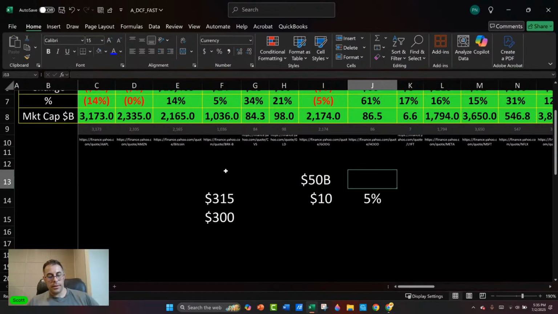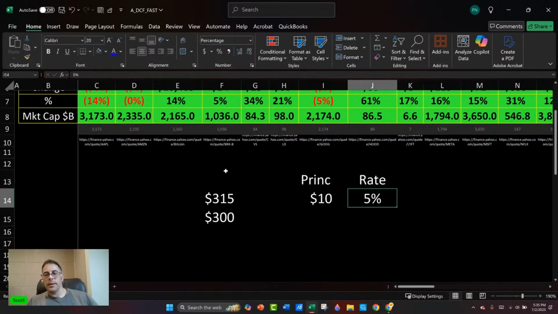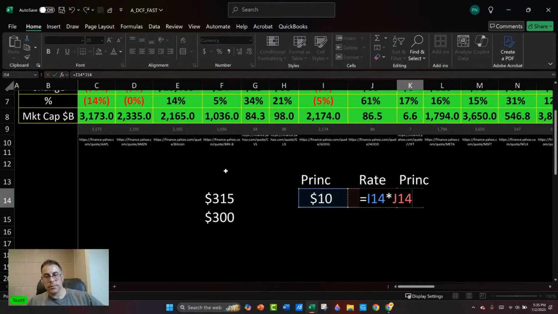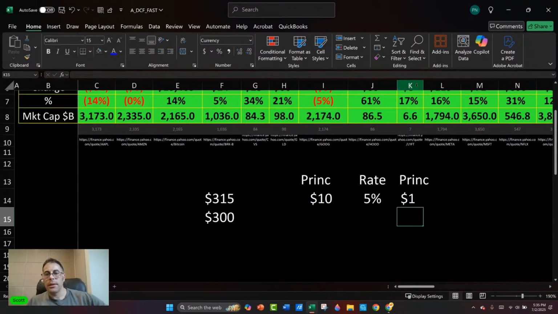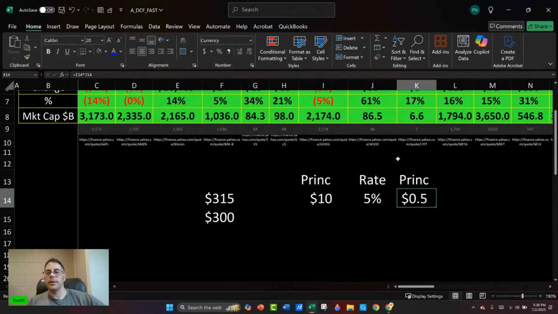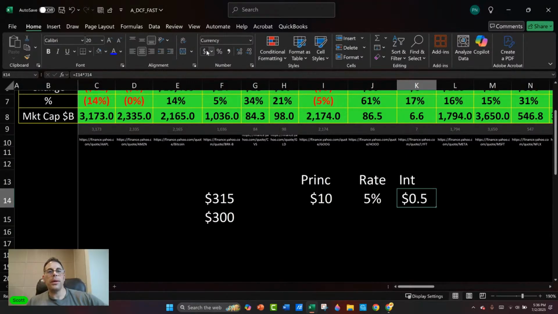Say the interest rate is 5%. So how much money are you paying in interest a year on this debt? Well, it rounds to $500 million of interest. Let me fix that. So $500 million of interest.